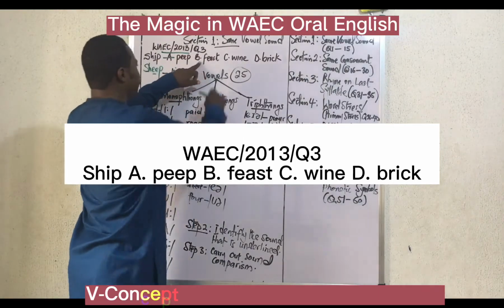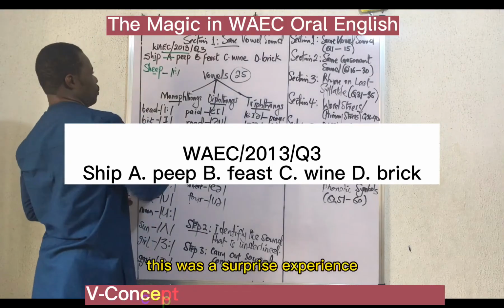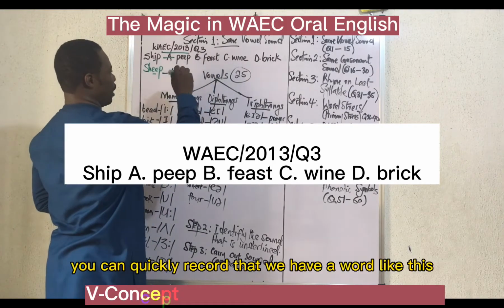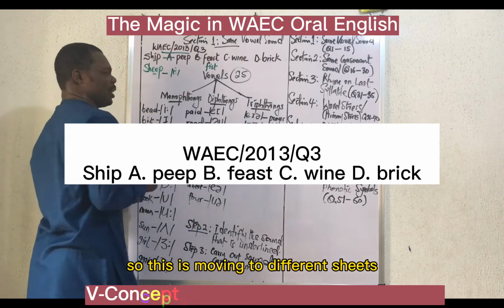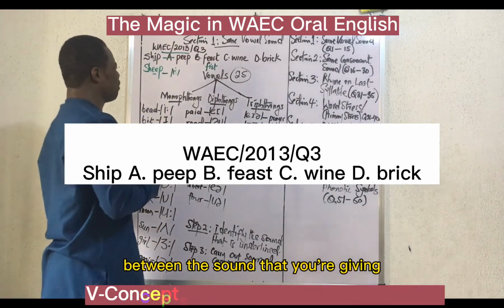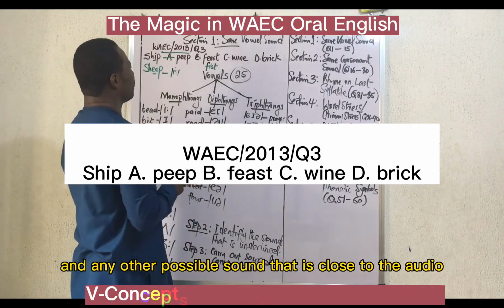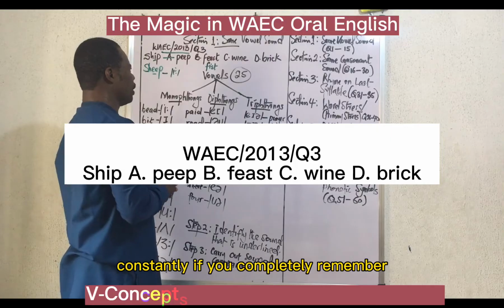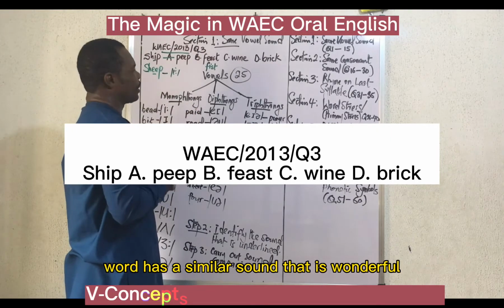What about this? Feast. This word is also pronounced as feast. You can quickly recall that we have a word like feast. So this is one way to differentiate between the sound that you are giving and any other possible sound that is close to the option you are considering. If you can quickly remember a word that has a similar sound, that is a homophone.